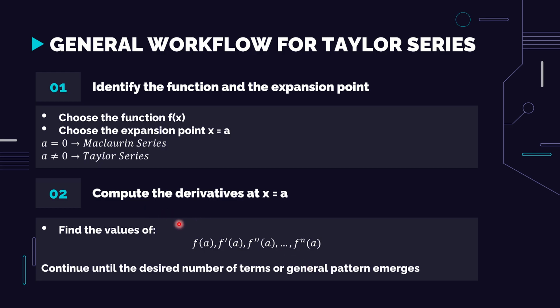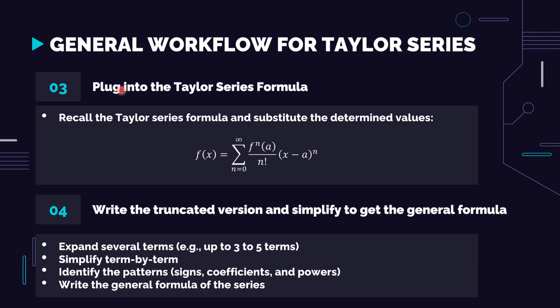So once you get the derivative, like let's say you get the nth derivative, or the f to the n prime of a, you will plug those values into our Taylor series formula, and that will be your step number 3. Just recall the Taylor series formula and substitute the determined values, those values that you got from differentiation.